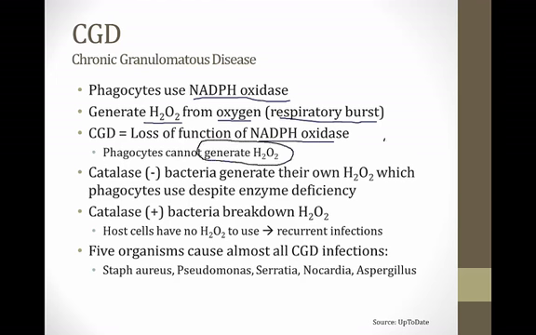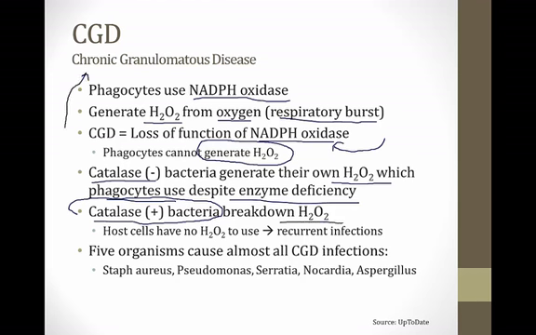Now, if a person has one of these loss of function NADPH oxidase mutations and they get an infection with a catalase negative bacteria, they will be okay. That's because the catalase negative bacteria generate their own hydrogen peroxide, which the phagocytes can then use despite the enzyme deficiency. However, if a catalase positive bacteria is present in a patient who has chronic granulomatous disease, that catalase positive bacteria will break down the hydrogen peroxide. This means the host phagocytes will have no hydrogen peroxide to use, and the result will be recurrent infections.